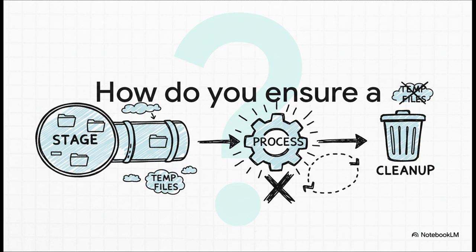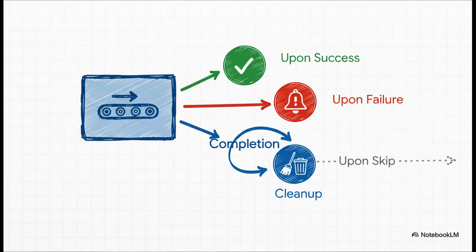Your pipeline copies some files, processes them, and then it's supposed to clean up those temporary files. But what happens if that processing step fails? You can't just leave those temp files lying around. That cleanup step absolutely has to run no matter what. The key is mastering these dependency conditions.